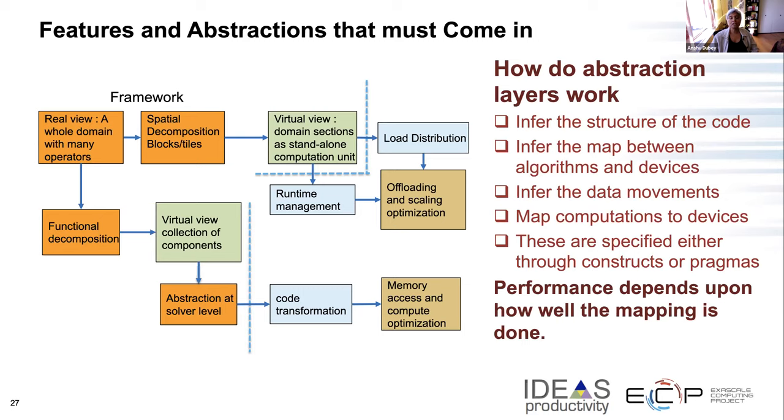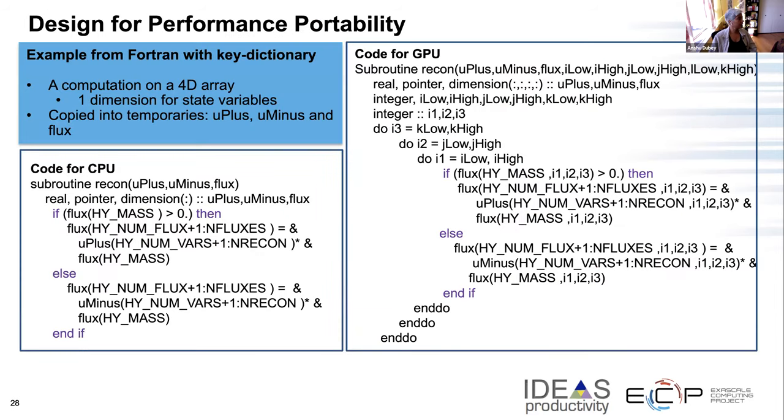And the application programmer is communicating this information to the abstraction layer through either constructs that these abstraction layers provide or through pragmas. Ultimately, the performance that a code is able to obtain depends upon how well this mapping is done. So here is an example of steps that one would take. And I'm just focusing right now on having one code that can be specialized for specific target architectures.